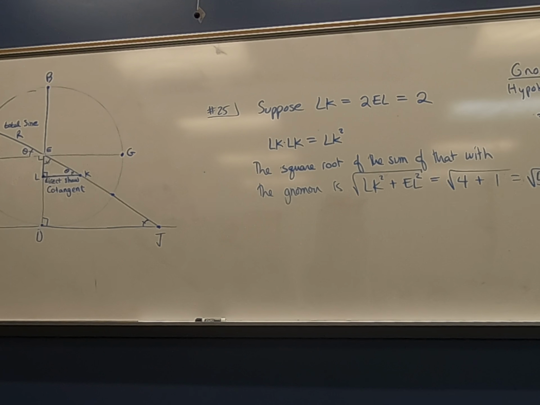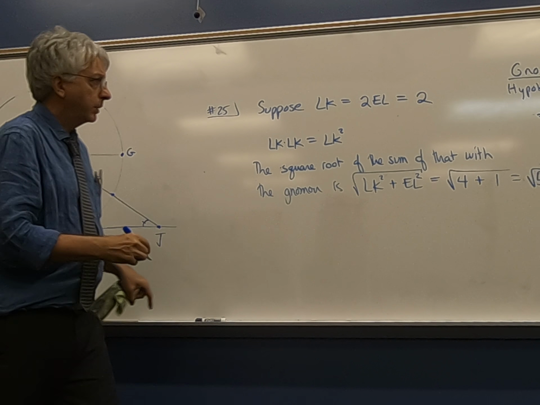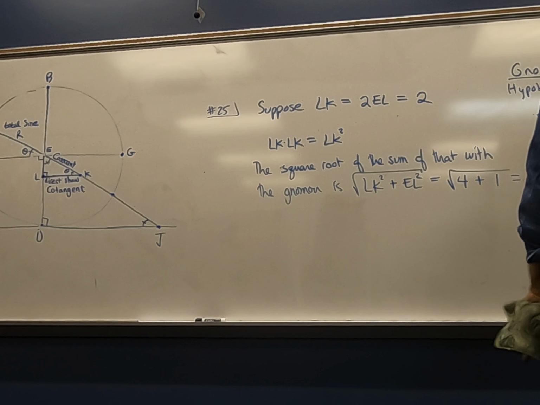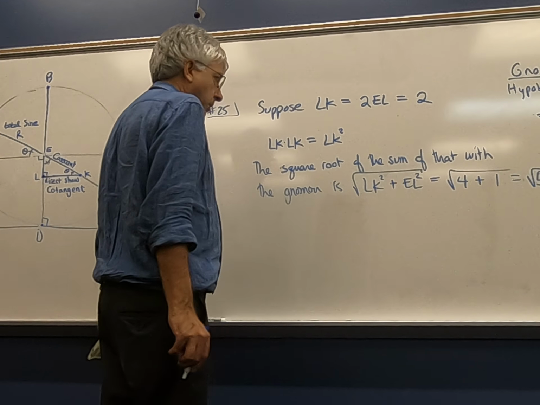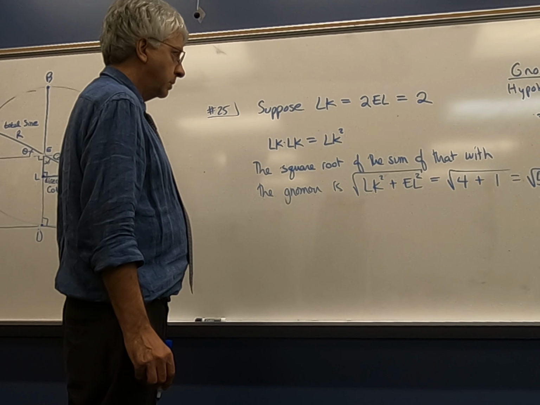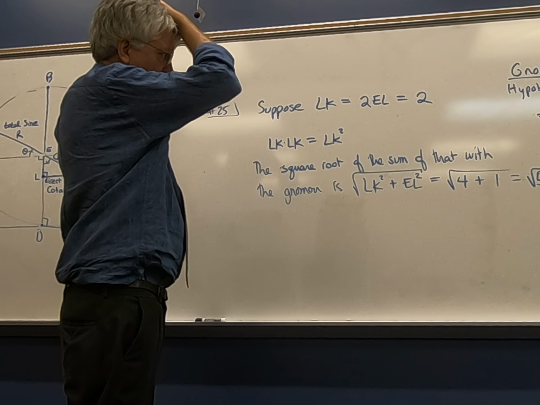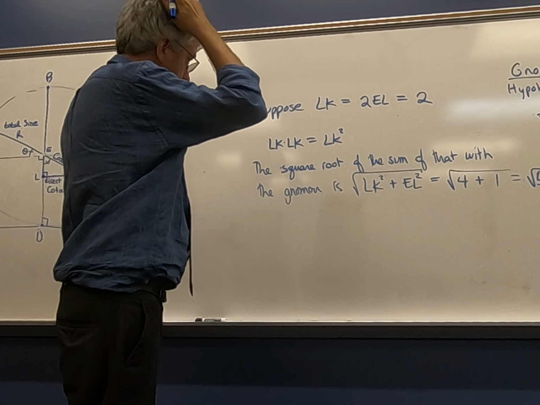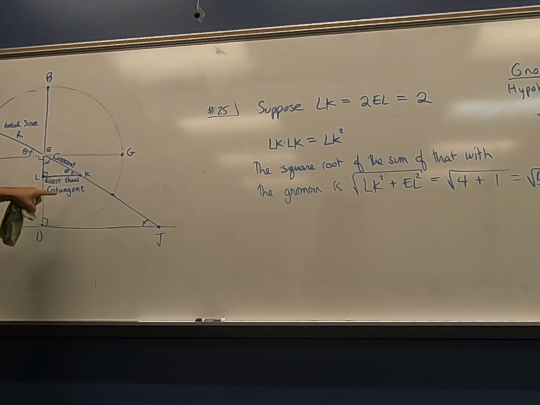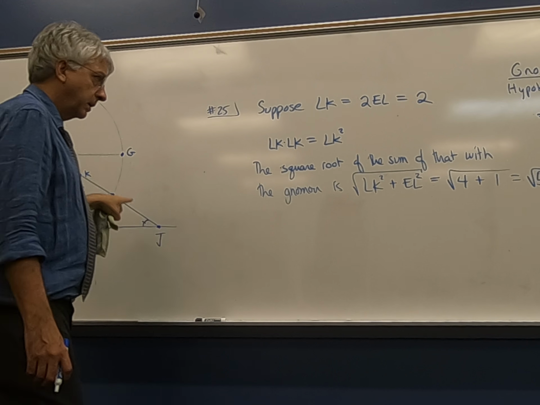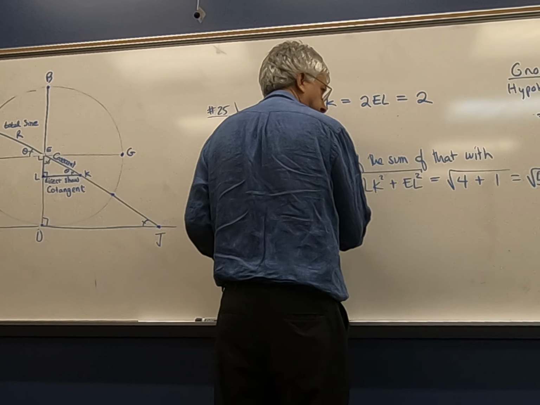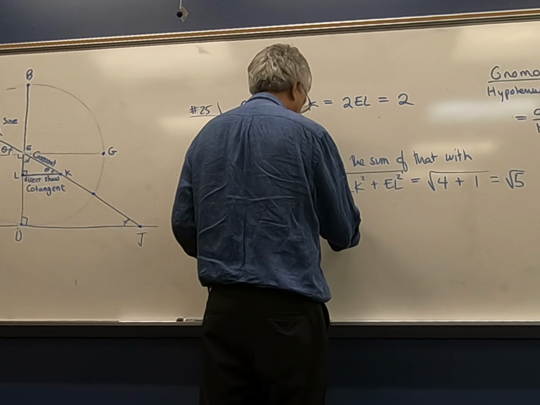To obtain the cosecant. So we have the cosecant, this is the cosecant here, right? As we saw, the cosecant is the hypotenuse of the direct shadow. Okay, so we know that the Pythagoras at work here, right? LK squared plus EL squared is EK squared. So we're going to have EK is equal to the square root of 5.